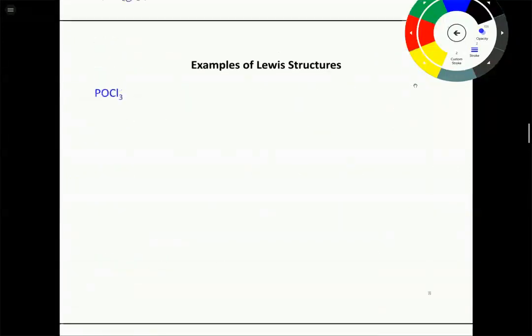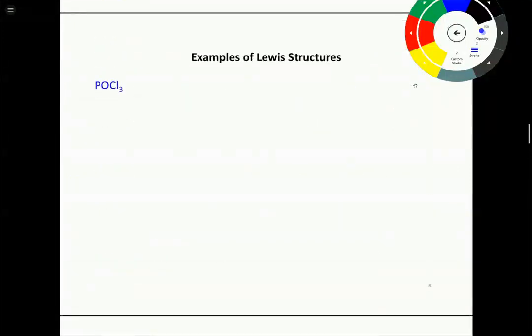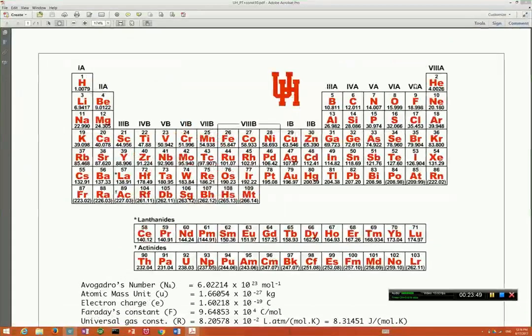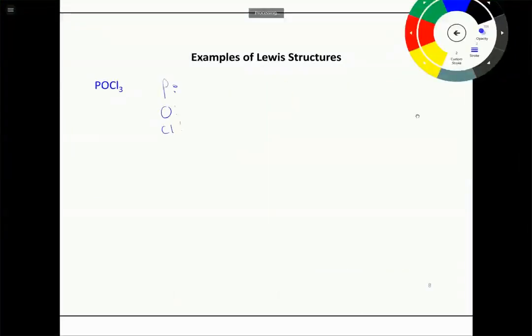Alright, let's do one more example, POCl3. So this time we have 3 different types of atoms: phosphorus, oxygen, and chlorine. Phosphorus, we go back to the periodic table, also in group 5, right underneath nitrogen. So phosphorus is going to contribute 5. Oxygen is going to contribute 6. It's 1 over in group 6. And then we have 3 chlorines. Chlorine is in group 7. So we have group 5, 6, and 7 elements.